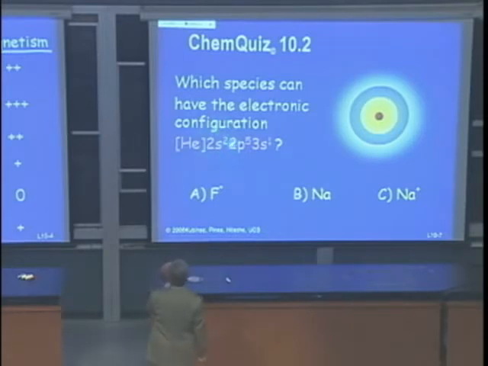So I have 2s2, 2p5, 3s1. Which species could have this configuration? Could it be fluoride minus? Could it be sodium? Or could it be sodium plus? This configuration is possibly an excited state configuration. One electron might have gone into a higher state, or two maybe.